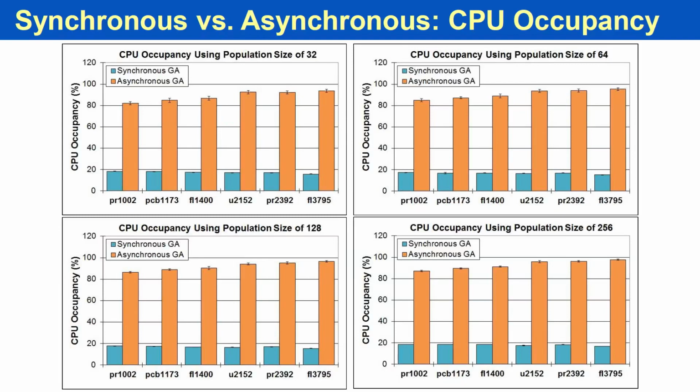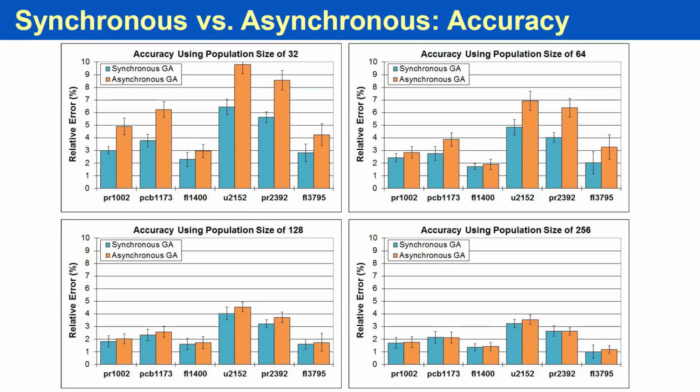But there's an issue, and this is in terms of the accuracy of the solutions we get for the travelling salesman problem. We can see that the synchronous version is pretty much better in all cases, apart from possibly when using a larger population size. I think it's only at a slight advantage.